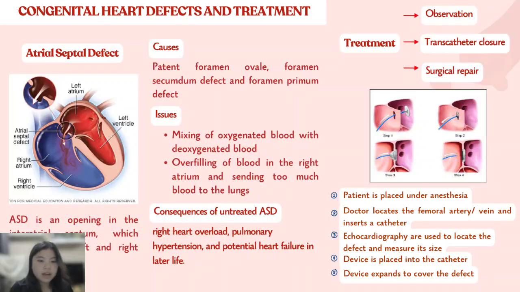ASDs can be diagnosed when there is a soft systolic murmur at the upper left sternal border with wide and fixed splitting of the second heart sound. It can also be diagnosed by using echocardiography.